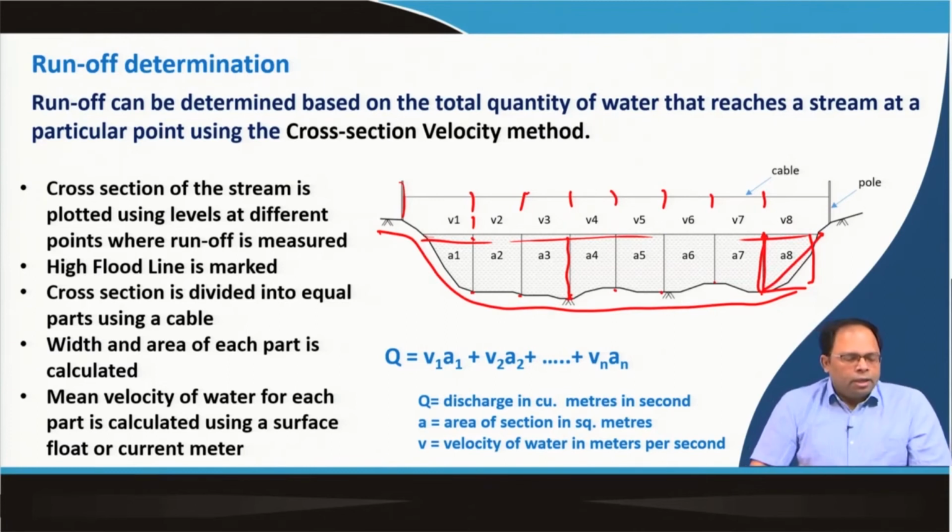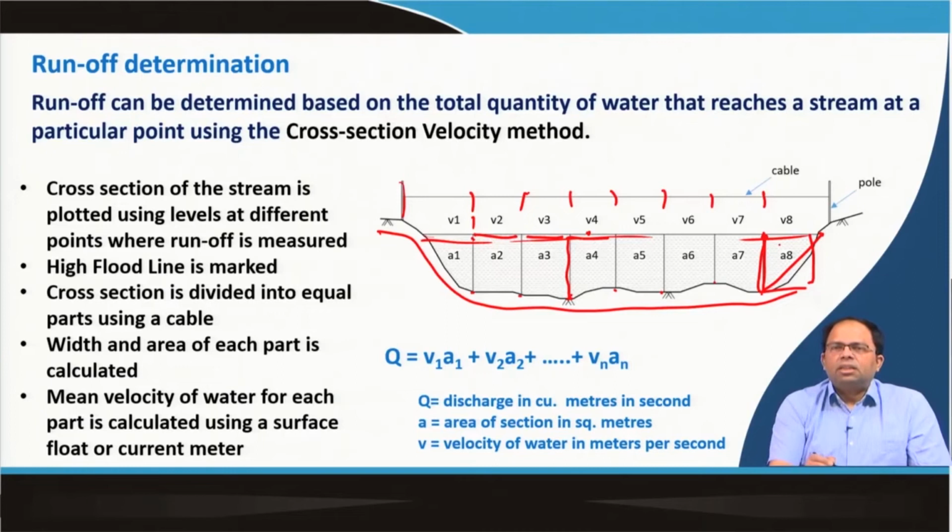So the area of each part is calculated, and the mean velocity of water for each part is calculated using a surface float or current meter. This is the next step. That means for each of these zones or sections, we determine the velocity of water in that section, because we know that velocity varies at different parts of the river.